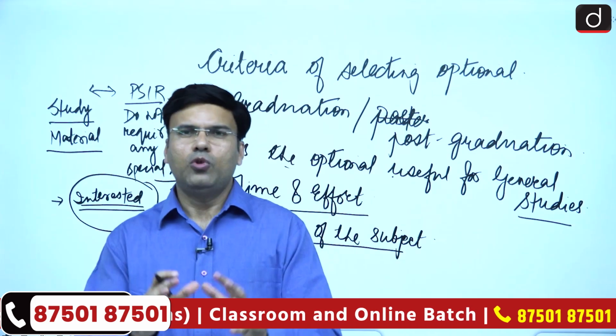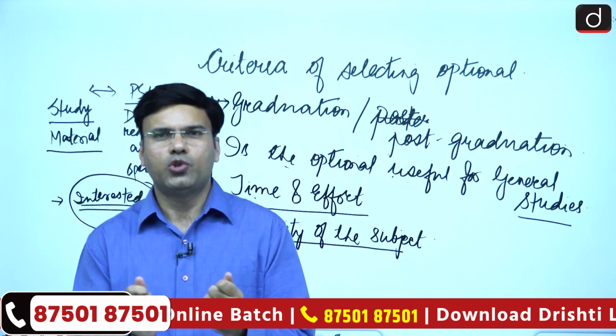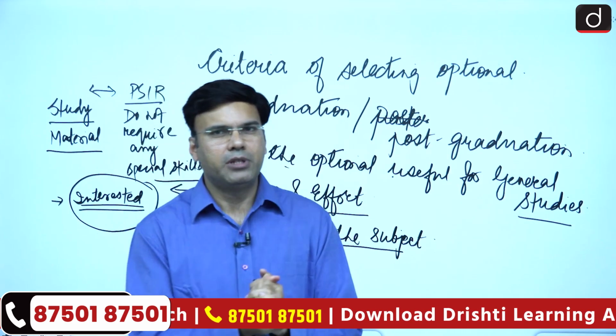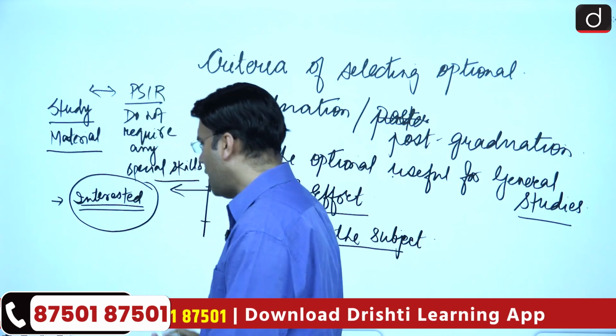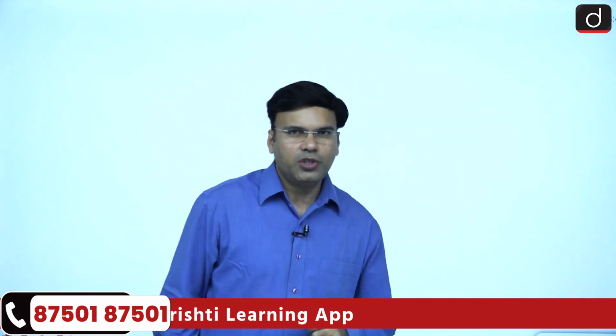So this was a very generalized way to ascertain how you make a choice as far as the optional paper is concerned. So now I want to actually focus on the paper that I teach over here at Drishti, and that is political science and international relations. So, why choose political science and international relations as an optional paper?